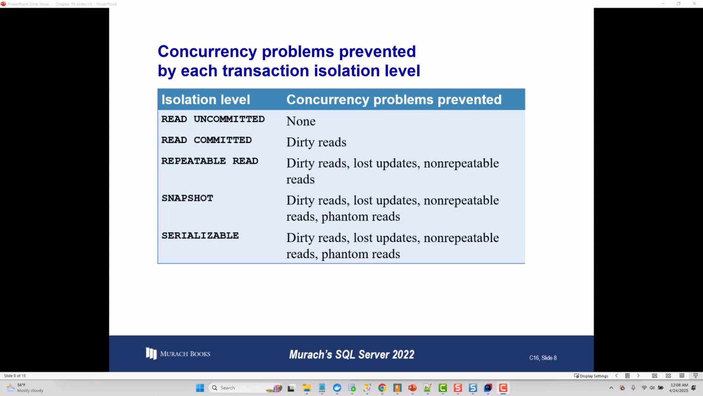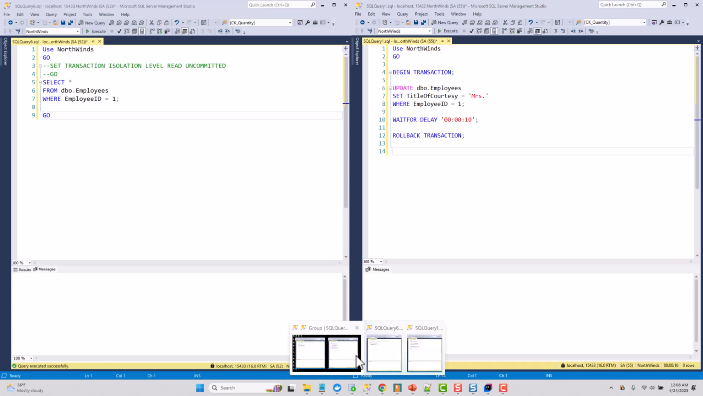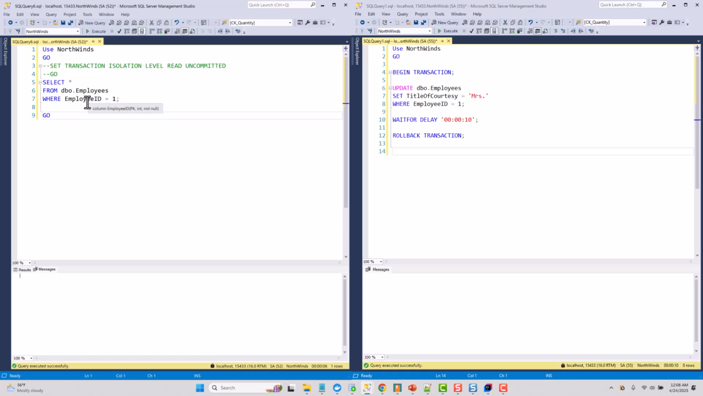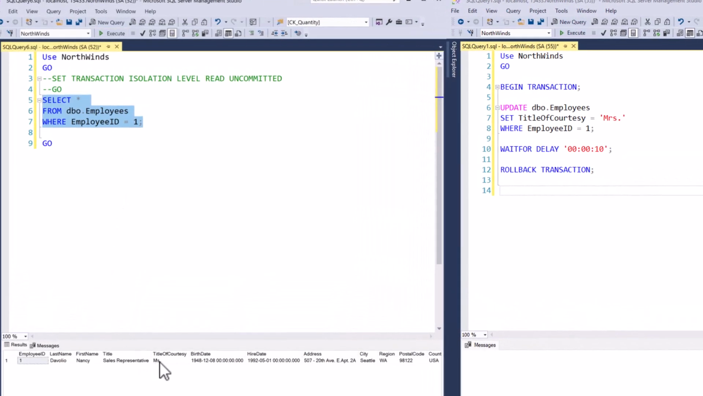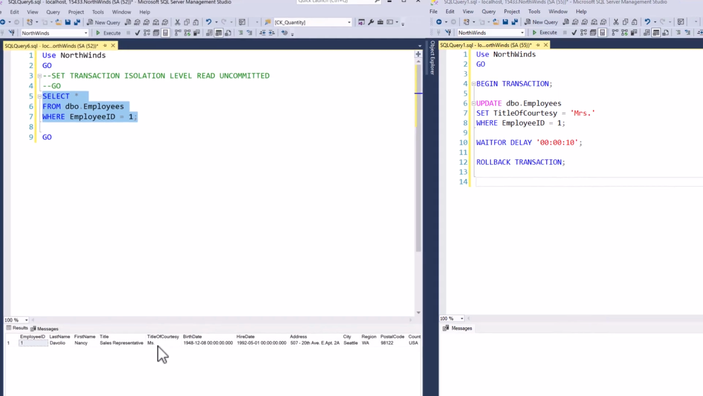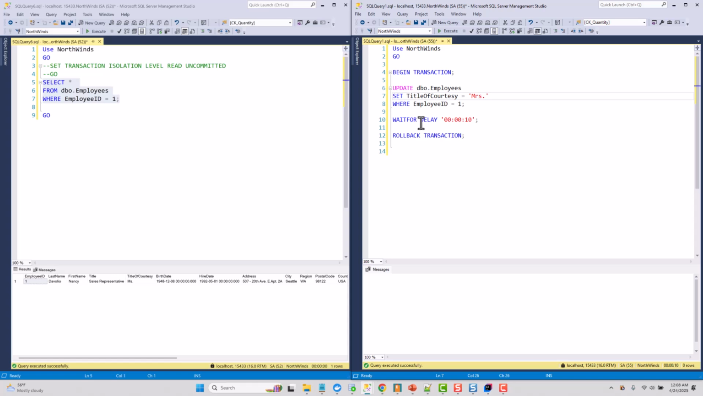We're going to switch over to SQL Server, and within SQL Server, I have two different windows set up. I have one that I'm just doing a select statement against the DBO employees table and trying to retrieve the employee ID where it's equal to 1. And if we look at it right now, we should be able to see that we have the title of courtesy as MS dot. And what we want to do over here is we actually want to start a transaction.